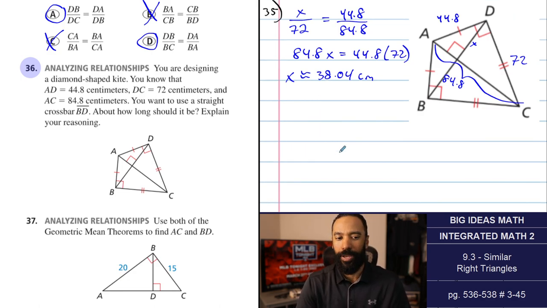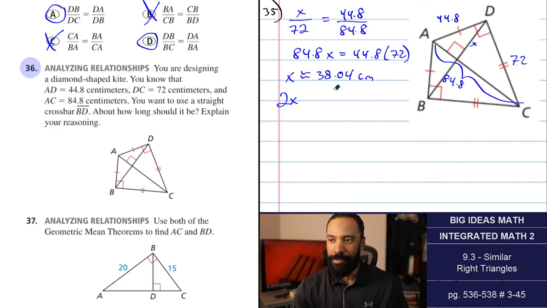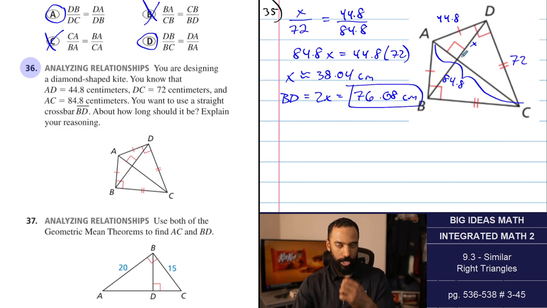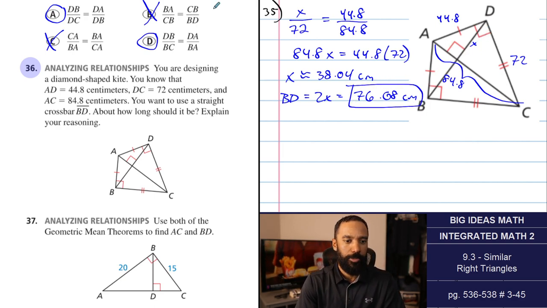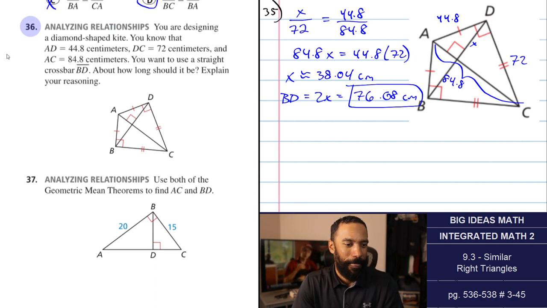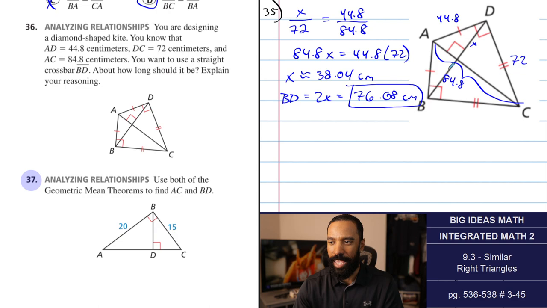So 76.08. BD is two X's, so 76.08 centimeters. There. So I found X using a proportionality. Explain your reasoning. It's in my math. So that's about how long it should be. All right. Now, the other part about that is, once again, these would be congruent to each other. This diagonal bisects this diagonal in the kite. So these two were the same. That's why I could double it.